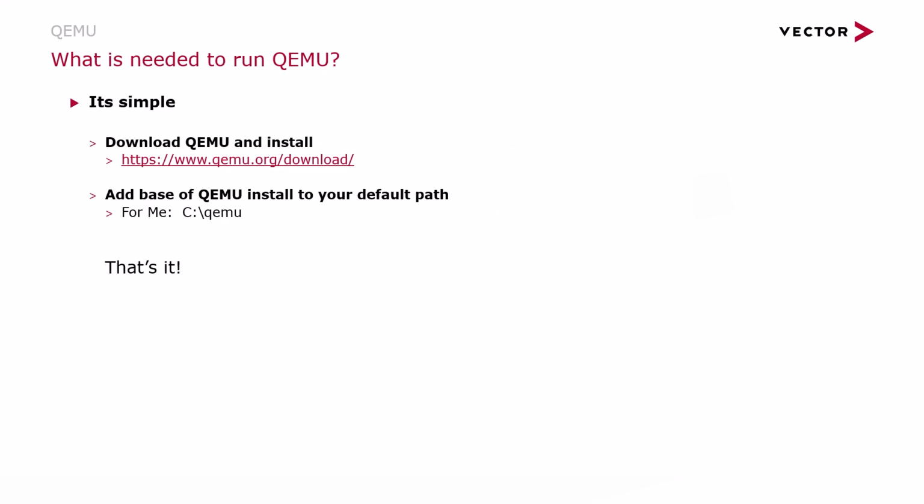So what is it that you need to run QEMU? Well, basically, you guys already have the compilers figured out. You're using ARM-based compilers. So just go to qemu.org/download and download it and install it. For me, in this demo we're going to see in a minute, I'll be downloading and installing mine in C:\QEMU. And that's it. So let's jump into the demo.